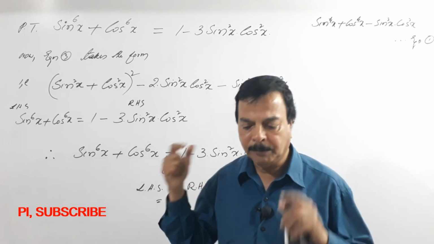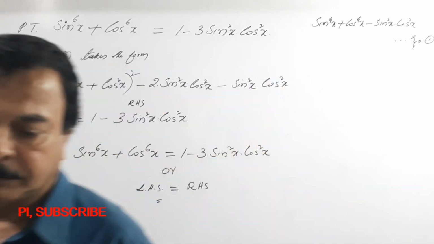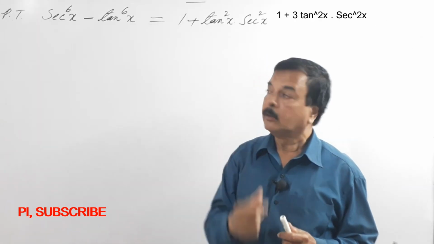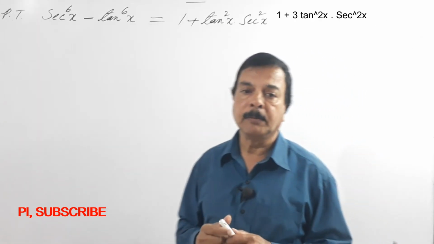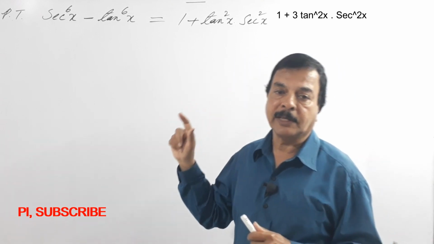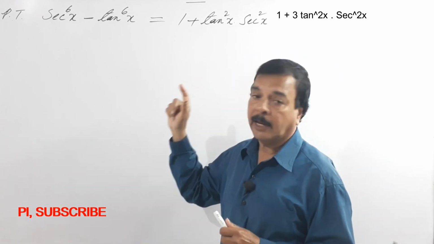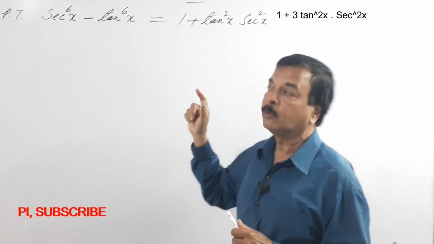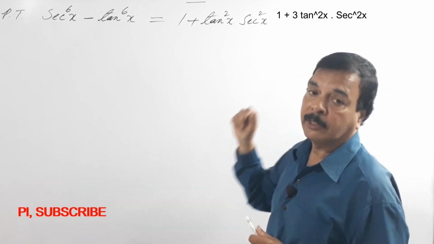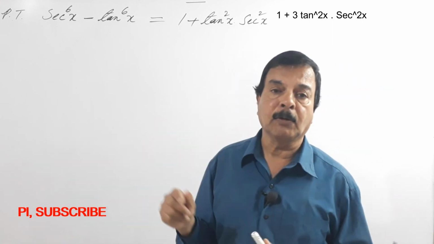We'll go for the next problem. So dear students, we have a problem here. Prove that secant to the power of 6x minus tan to the power of 6x equals to 1 plus tan square x into secant square x. This is an important problem.